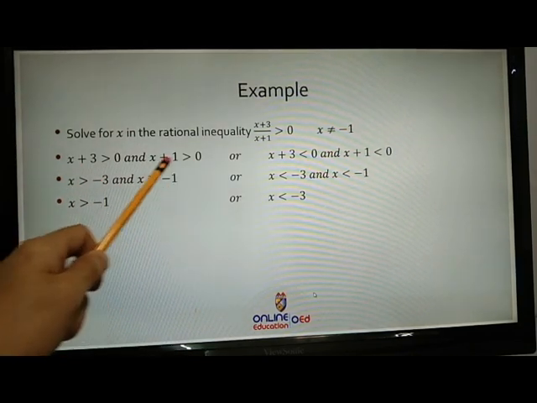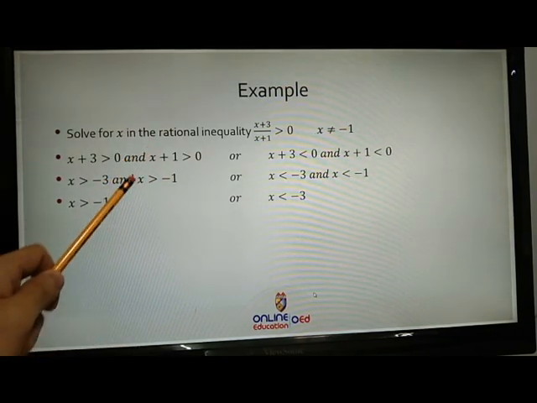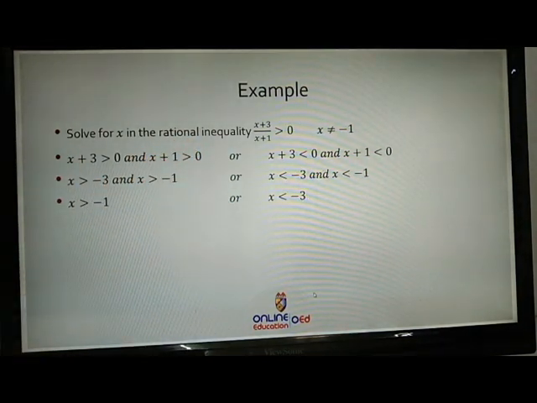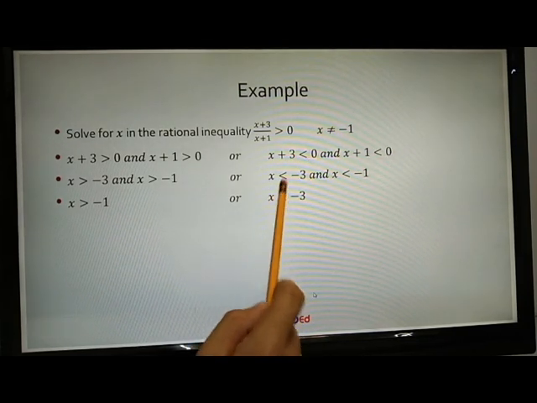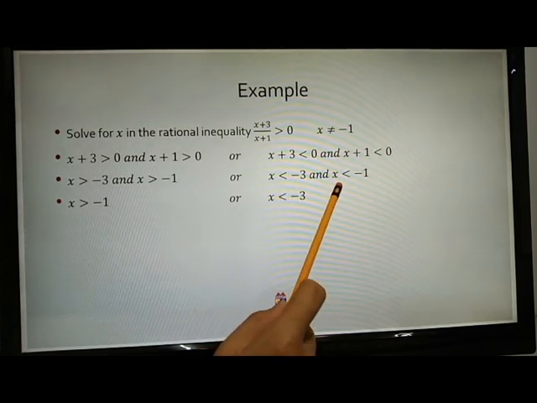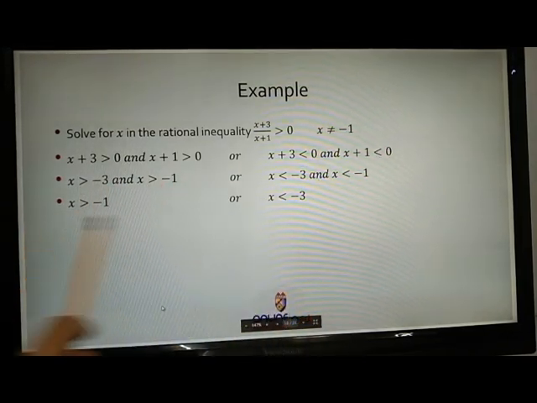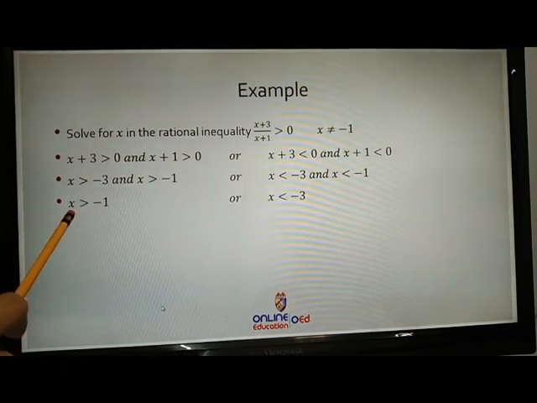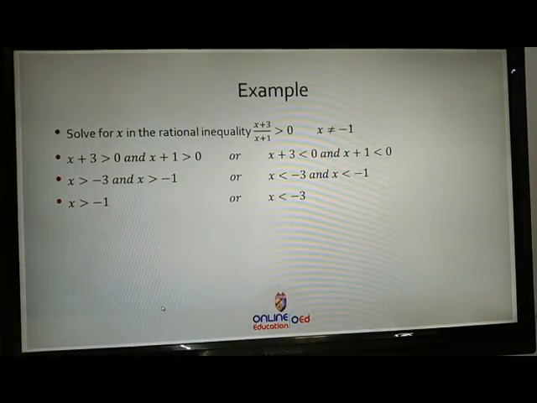And same procedure dito. X plus 1 greater than 0. Add tayo ng negative 1 both sides. Magkakaroon tayo ng x na lang dito and then negative 1. Or same procedure here. Okay? So x plus 3 less than 0. Add tayo ng negative 3 both sides. So x now is less than negative 3. And x is less than negative 1. Okay, so the possible answer for the given inequality would be x is greater than negative 1 or x is less than negative 3. So those are the possible answers.